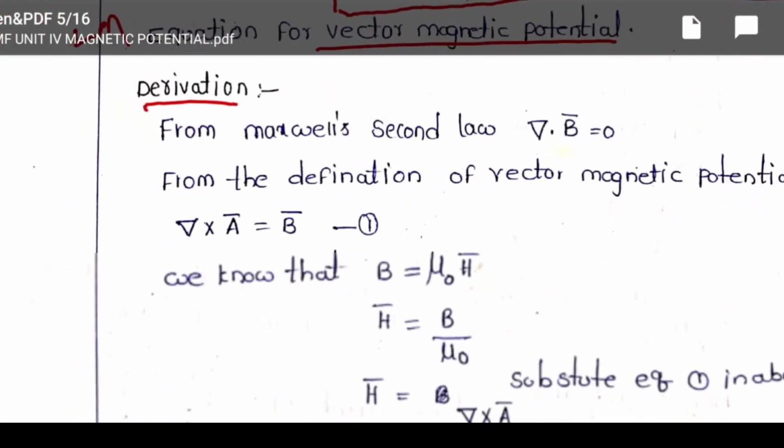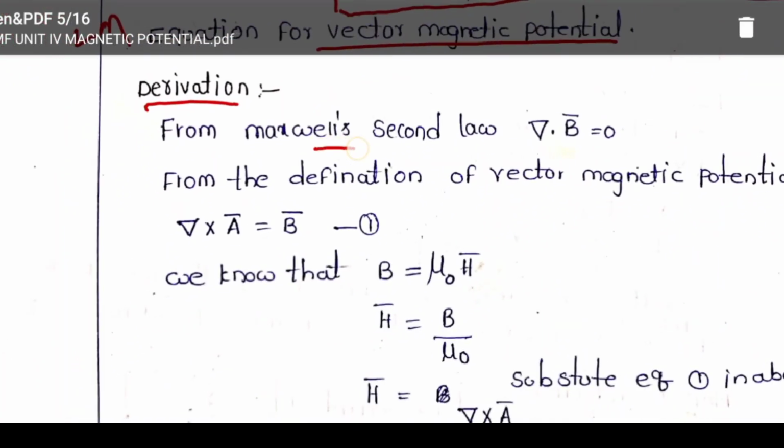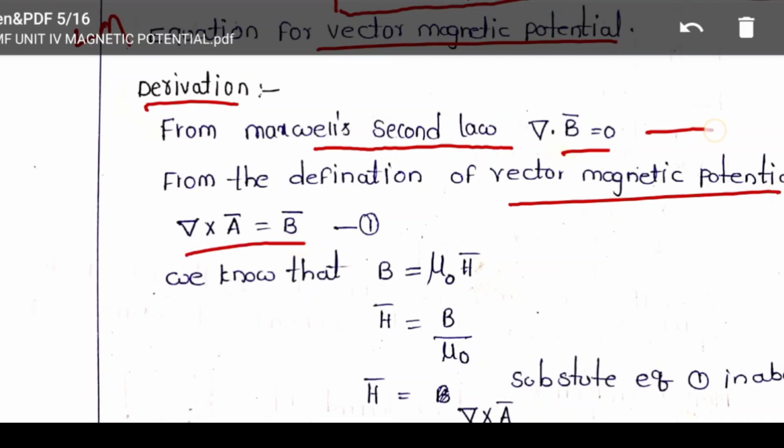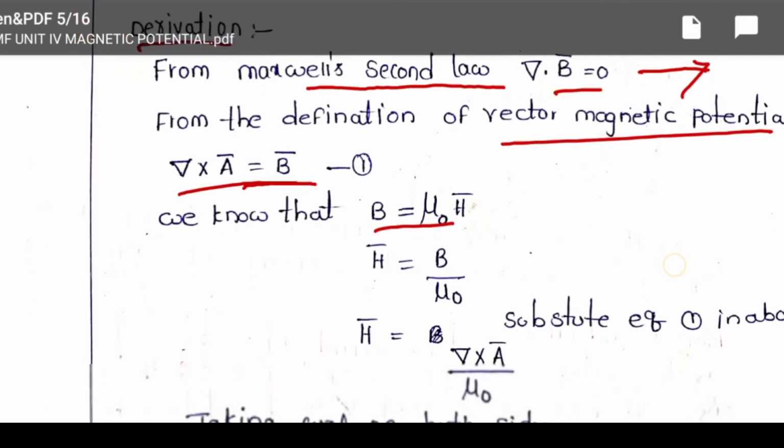Again, we are deriving this from Maxwell's second law: del dot B equal to 0, the divergence of magnetic flux density is 0. From the definition of vector magnetic potential, we know that del cross A equal to B bar; that is equation 1. We know that B equal to mu naught H already. Therefore, H bar equal to B by mu naught.